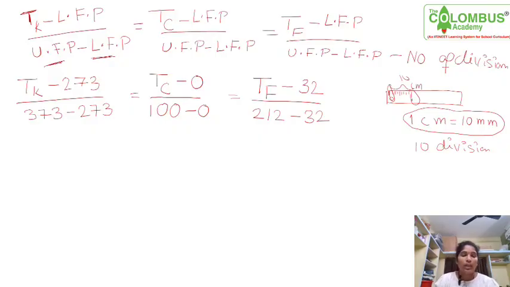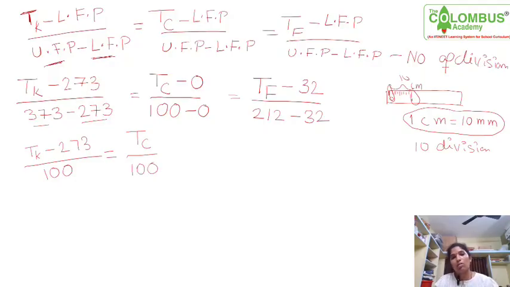Here, temperature in Kelvin minus 273 divided by 373 minus 273, which is 100. That is the number of divisions in Kelvin scale: 100 divisions. Temperature in Celsius, 0, leave it, 100 minus 0, 100. So how many divisions in Celsius scale? In Celsius scale also there are 100 divisions.